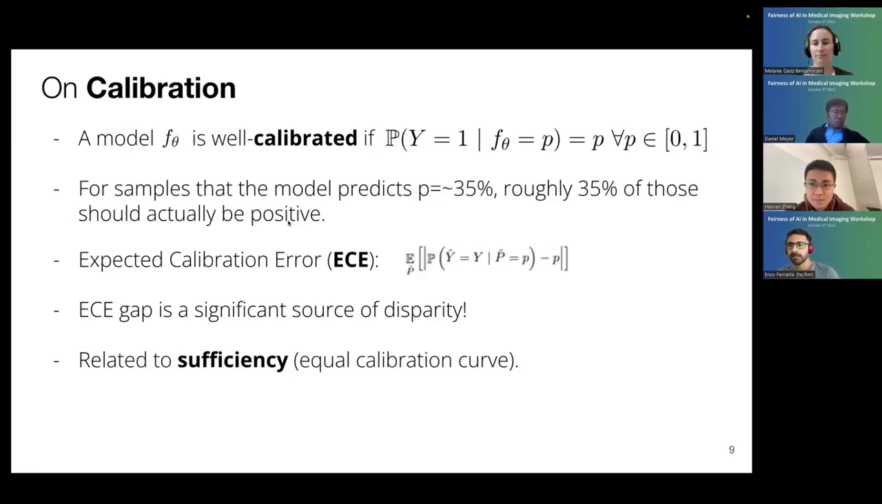That means I'm implicitly treating group 2 differently than group 1 in terms of the actual risk threshold. So this is a very strong form of disparity that's not being very well studied in the literature, but I think it's an interesting area of future work. We really want a low ECE gap between the groups and also low calibration error in general for all groups. This is related to the idea of sufficiency, which is very similar, except that it requires an equal calibration curve, which I won't go through in a lot of detail.